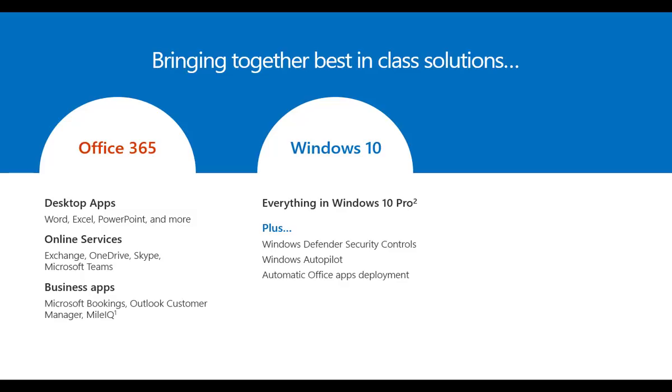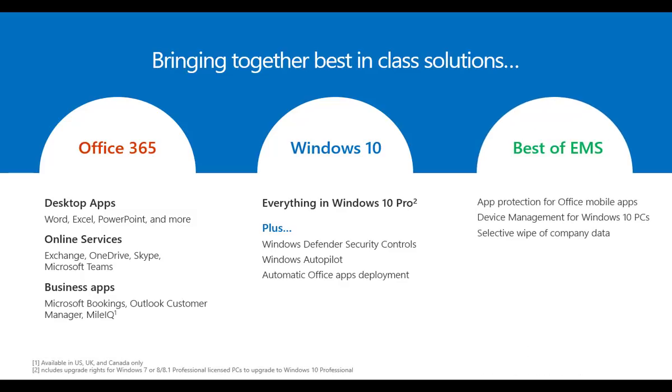Now, the other thing there you'll notice is we also get automatic Office app deployment. So along with the ability now to deploy Windows 10 via the cloud, we can also get the ability to push out our Office apps from Office 365. So Microsoft 365 is including Office 365 and Windows 10 Pro and all these additional features and the ability to not only deploy the operating system and upgrade it, but also to push out the Office apps for you as well. Now, the third leg of Microsoft 365 is the best of the enterprise mobility suite.